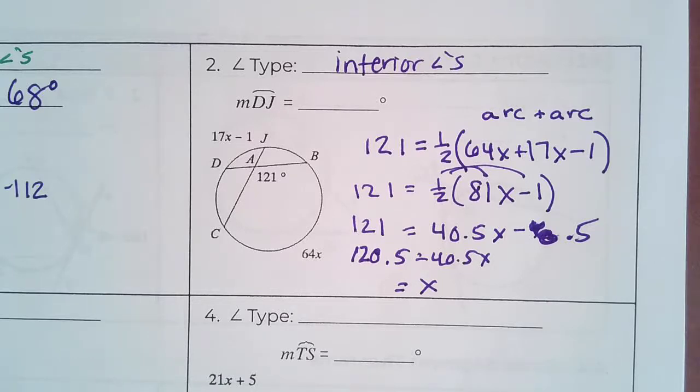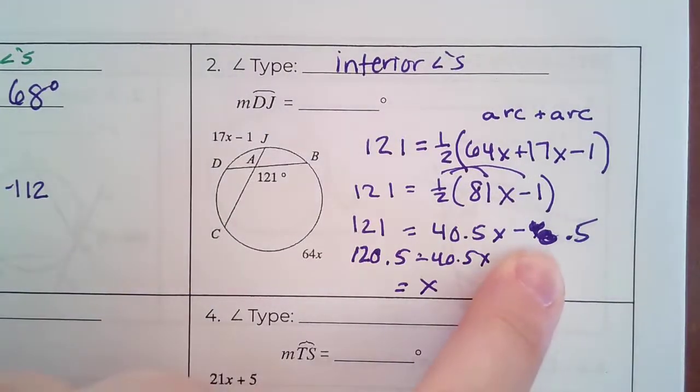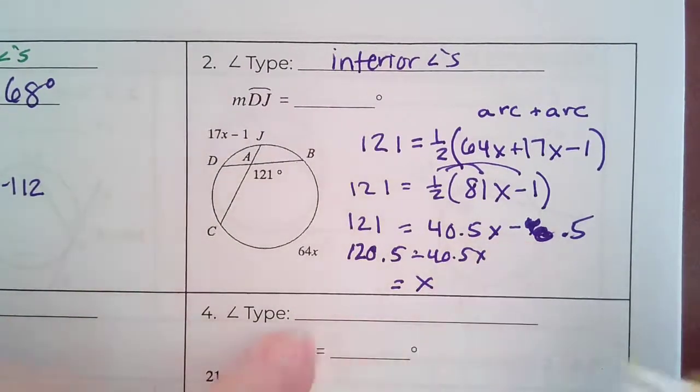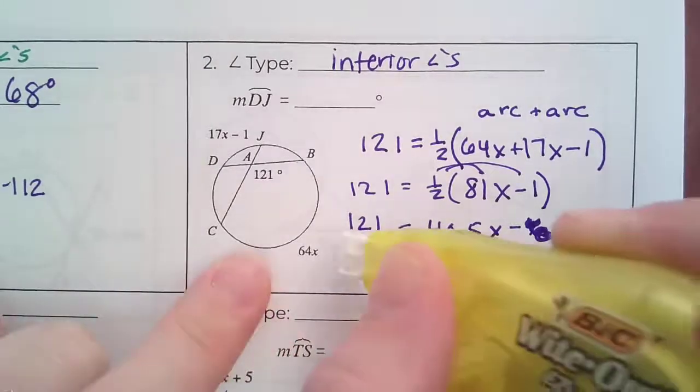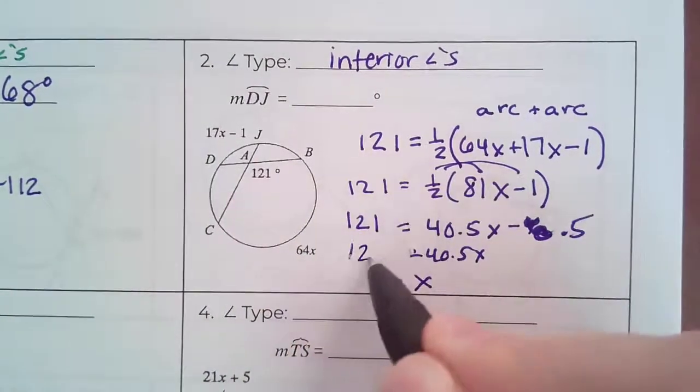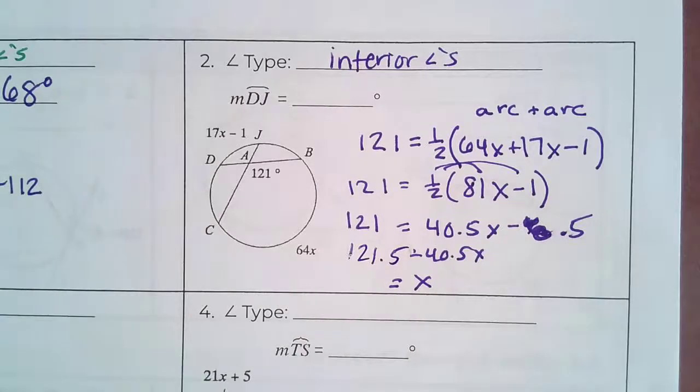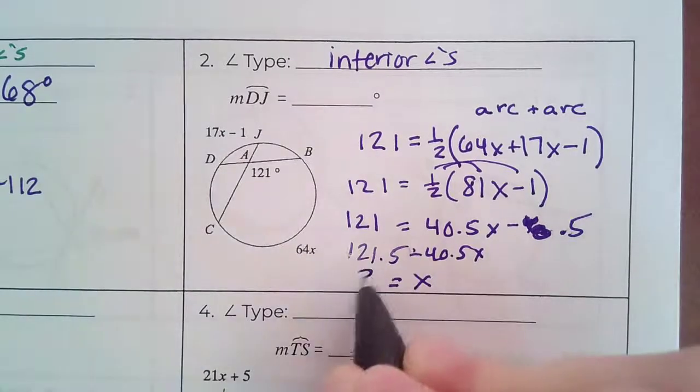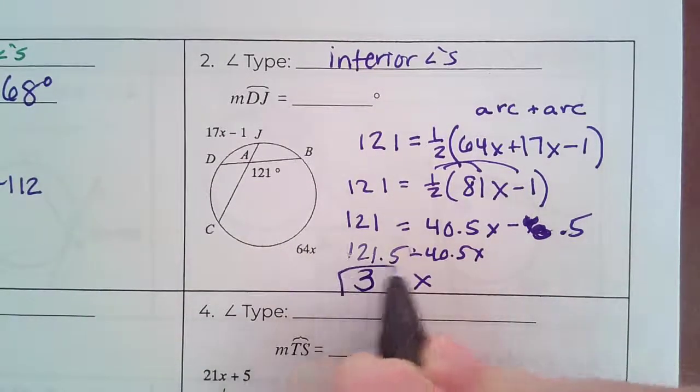Tell me what I did wrong. Andrew? Yep. So right here I subtracted 0.5 and it's already minus, so I should have added. So this actually should be 121.5. Now if we divide, we should get a cleaner answer. Should just get 3.